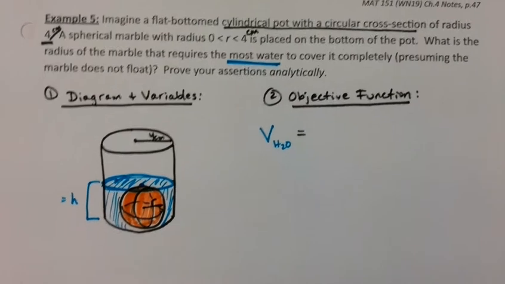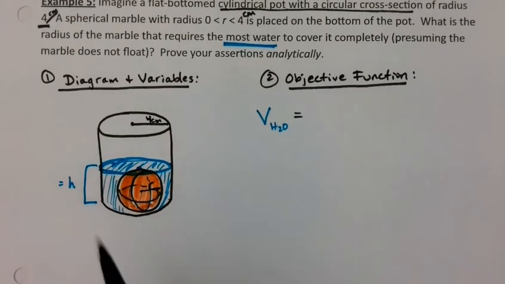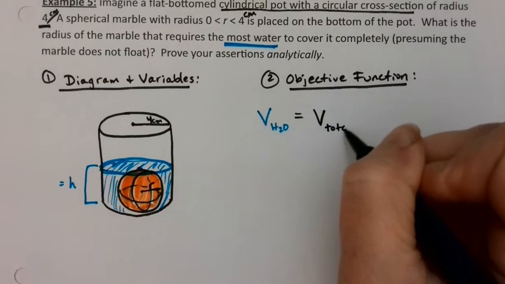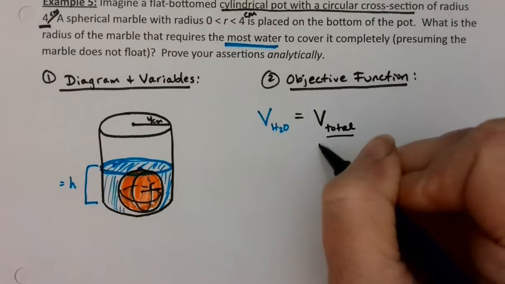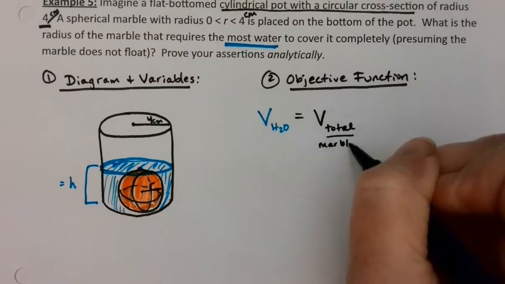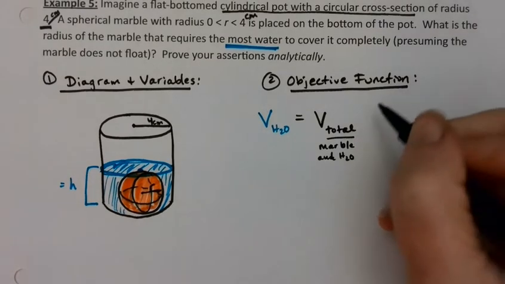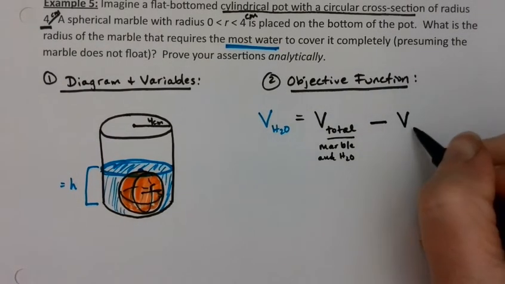Right? Everybody who's ever been in a bathtub has done this, right? You get out of the bathtub and then all of a sudden the water goes down, right? So there's the total volume, right? That would be marble plus water, marble and water. H2O is water, minus the volume of the marble.